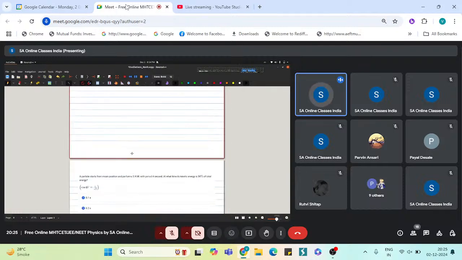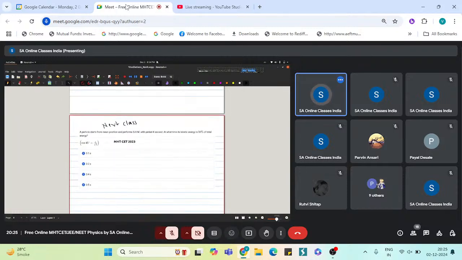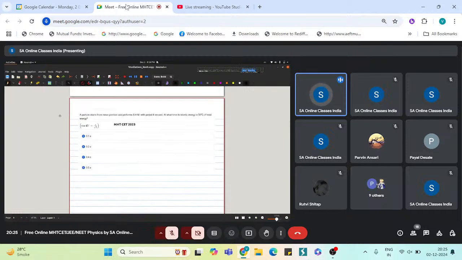And then another question I had added many classes ago was based on energy. So we will solve this question quickly. They are basically asking that a particle starts from mean position. That means we can write x as a sin omega t. If the particle starts from extreme position, this same formula will be a cos omega t.